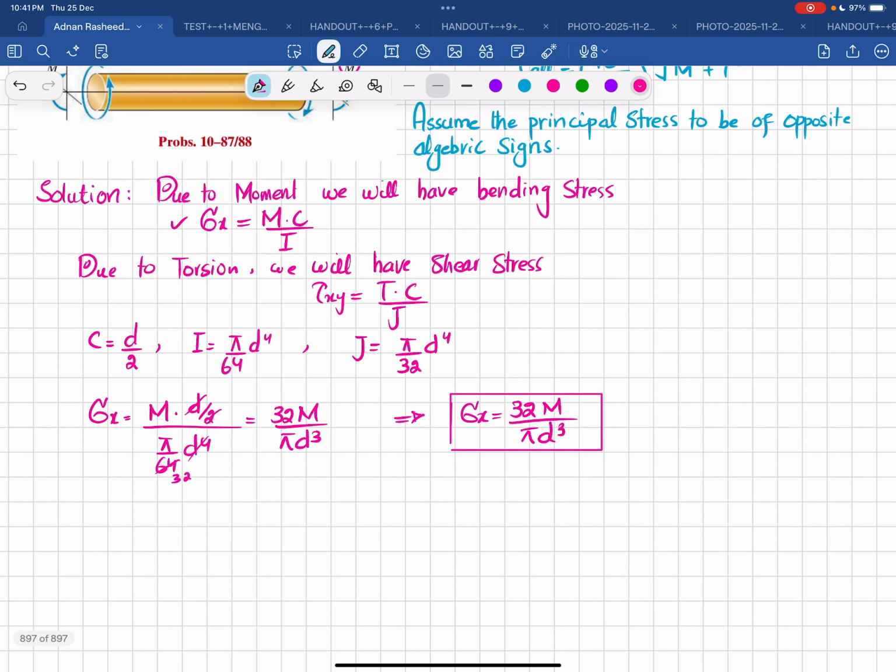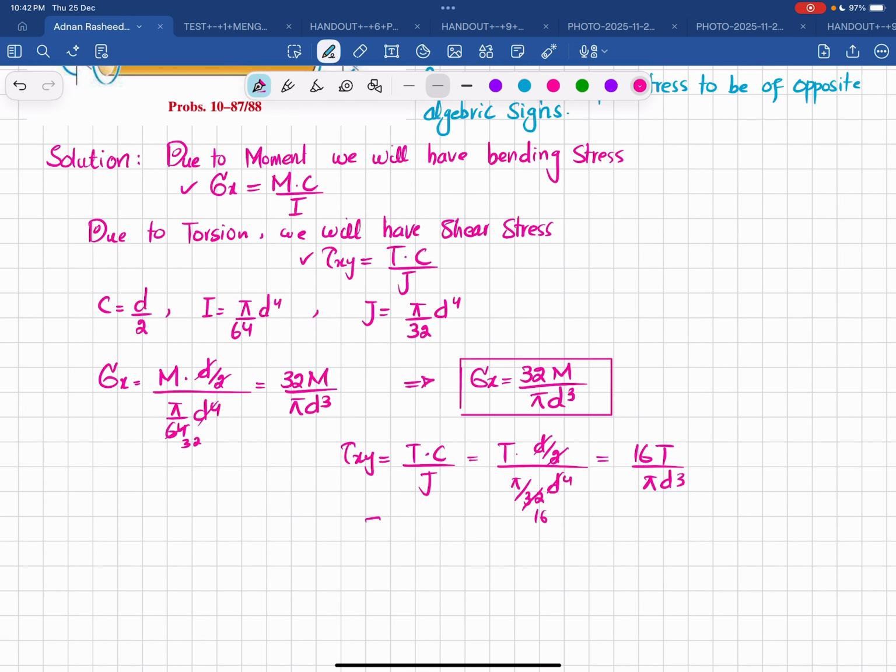Now the second formula is tau of xy is equal to T into C divided by J. So T is there, C is D divided by 2, and J is pi by 32 d power 4. And that will give you 16T over pi d cube, because 2 will cancel with this, so it will be 16, and one d will cancel with this. So from here you will get tau of xy is 16T over pi d cube. So this is the shear stress due to torsion.